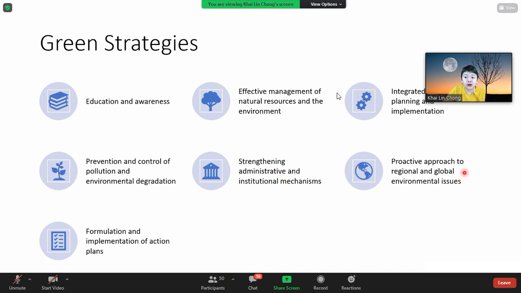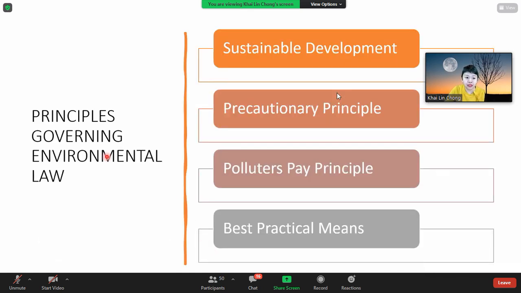Okay, proactive approach to the regional and global environmental issues, formulations and implementations of the actions plan. So this is the principles that governing the environmental laws. Okay, principles yang kita pegang as to make sure that our environmental laws can be worked. So sustainable developments, SDGs, I'm sure semua orang dah biasa. When you do your poster sekarang, semua benda kena letak SDG goals. Have you ever really betul-betul memaham apa itu sustainable developments?